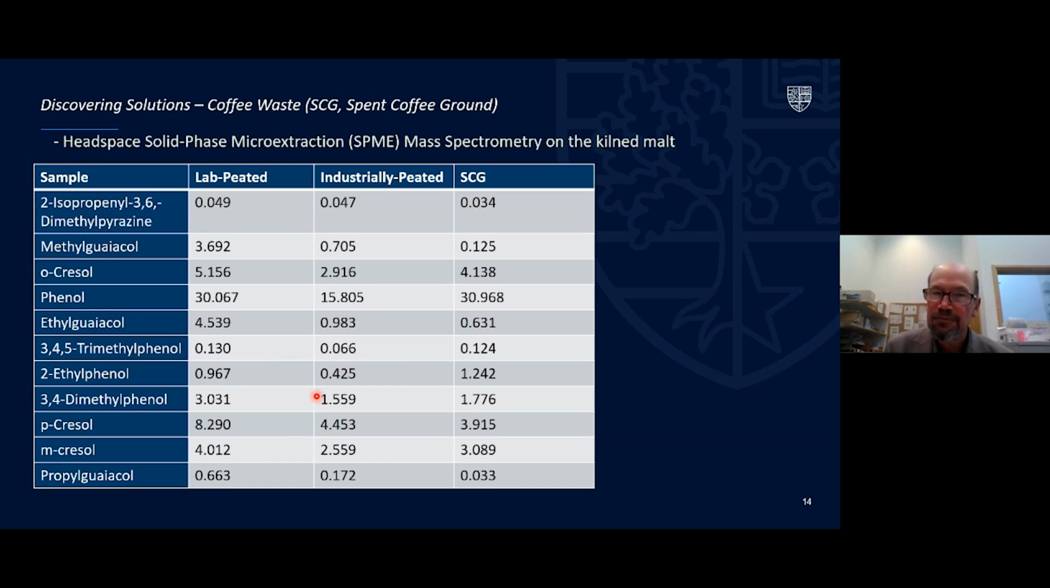So the message that that's telling us is that although we have the same kinds of compounds coming off in the coffee ground compared to the peat, the proportions of those are different, and you'd expect that to impact on the flavour of the final Scotch whisky once we actually get the thing produced.